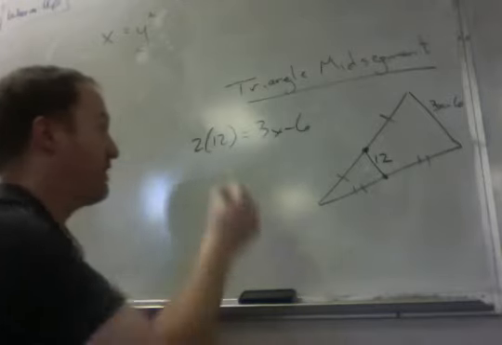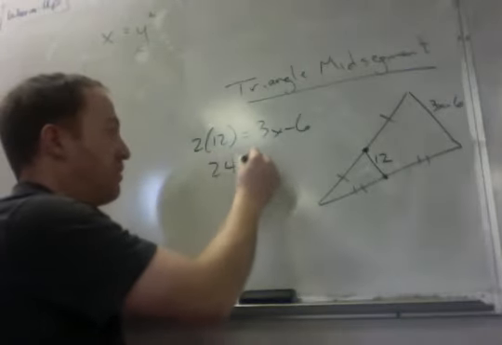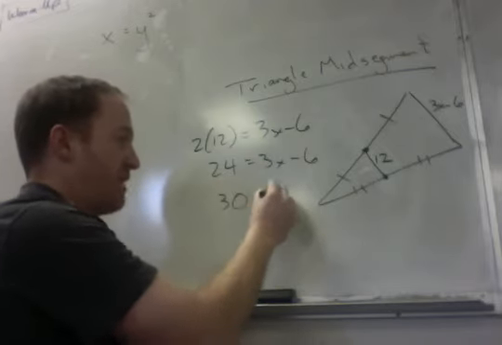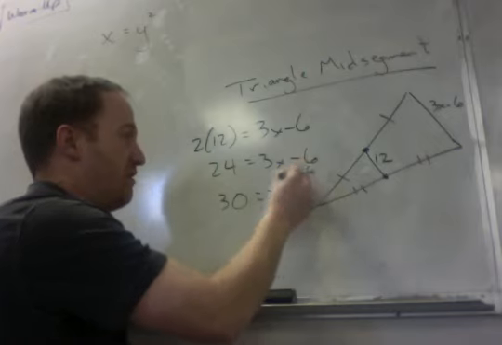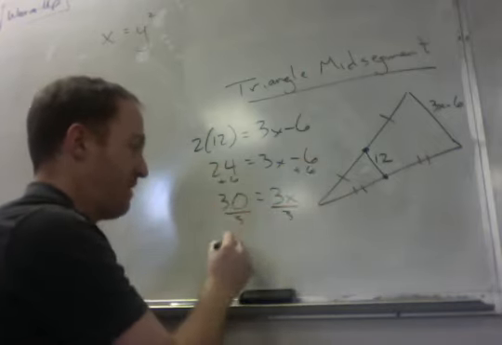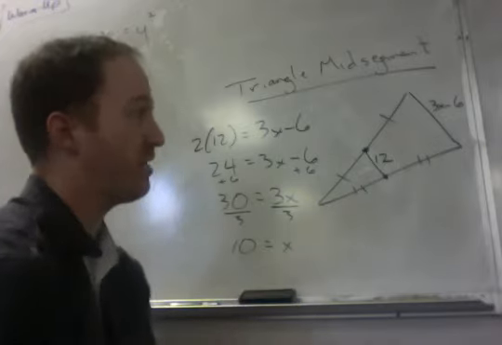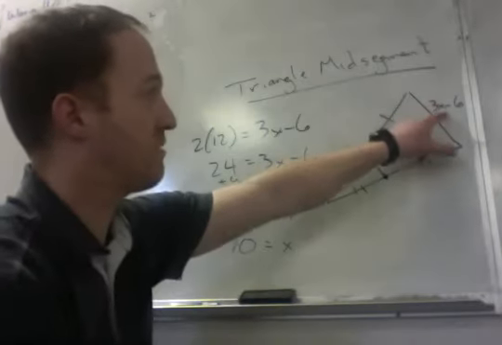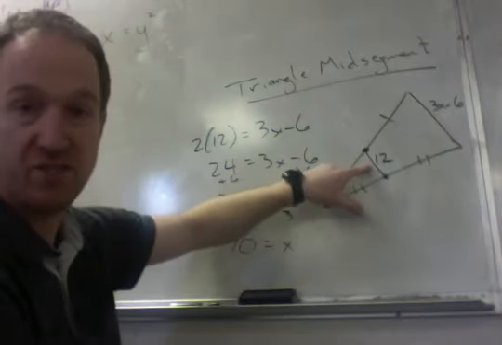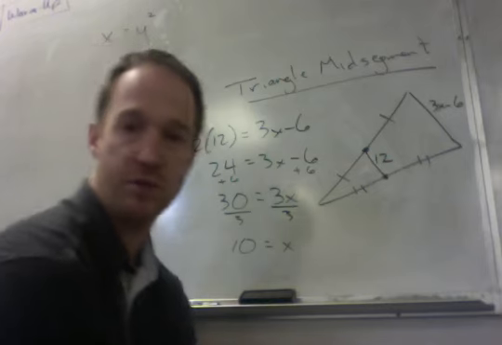Now we've got an equation that we can solve. 2 times 12 is 24. Add 6 to both sides, we get 3x equals 30. And then divide both sides by 3, we get 10 equals x. And we can plug it back in just to be sure. 3 times 10 is 30, minus 6 is 24, and sure enough, that is twice as big as this. So it worked.